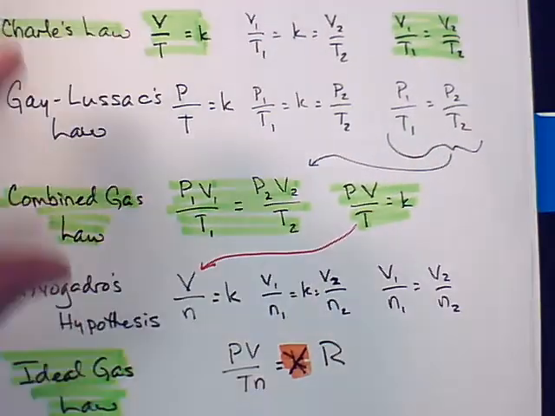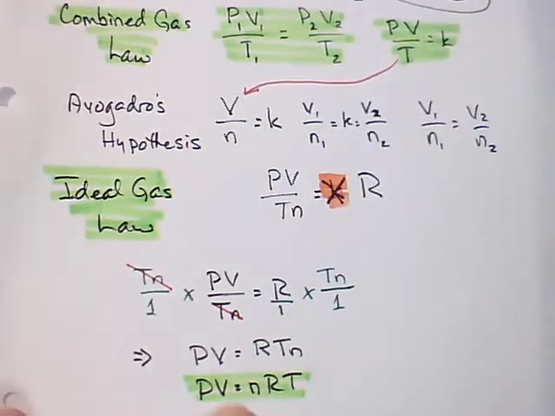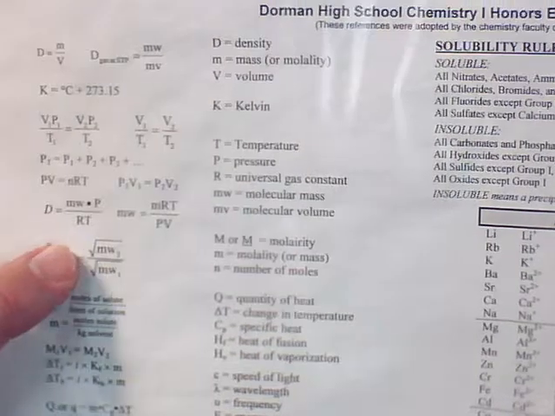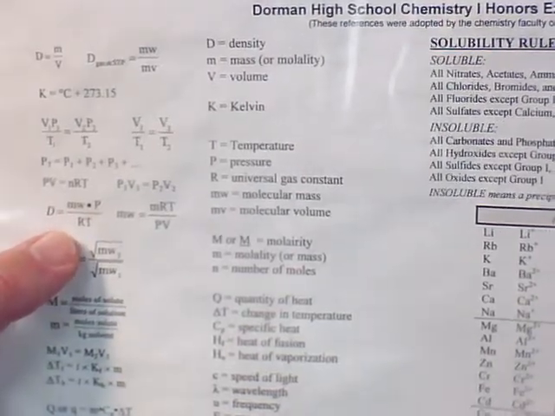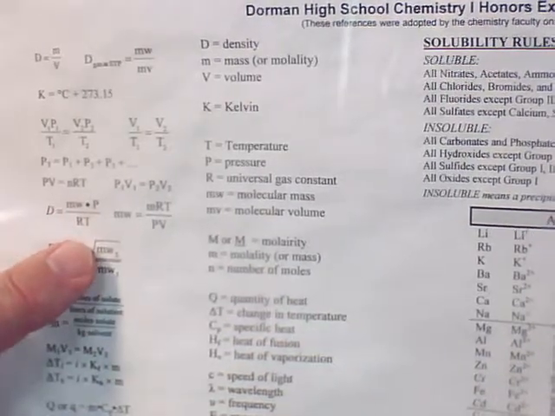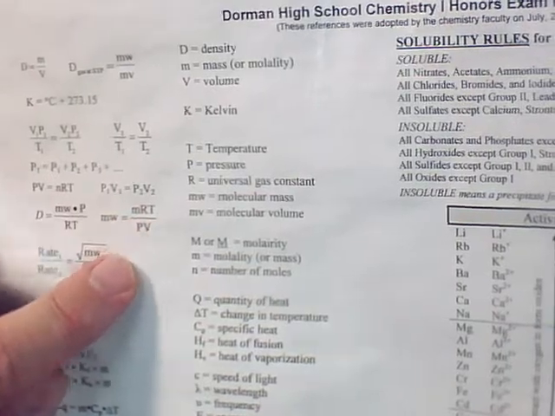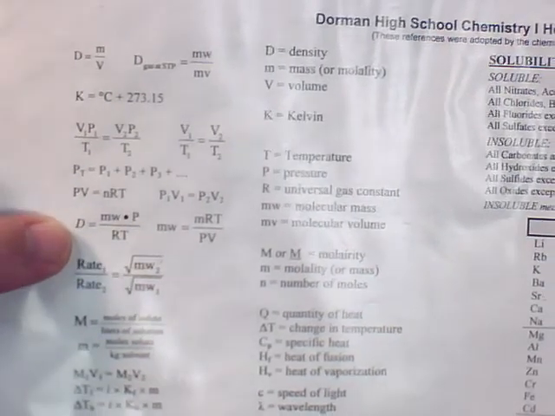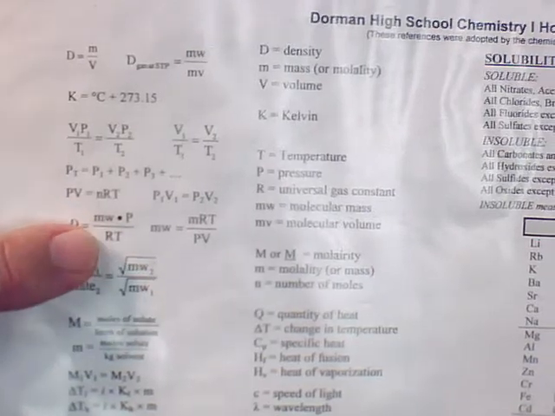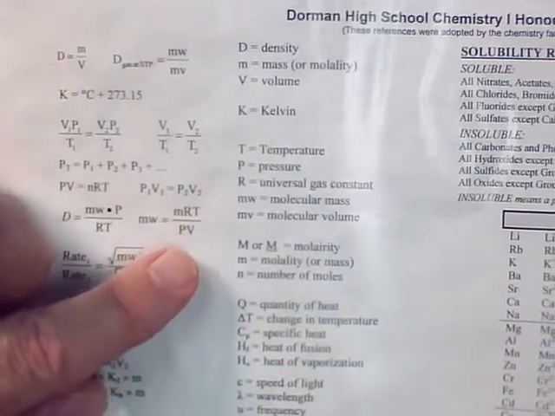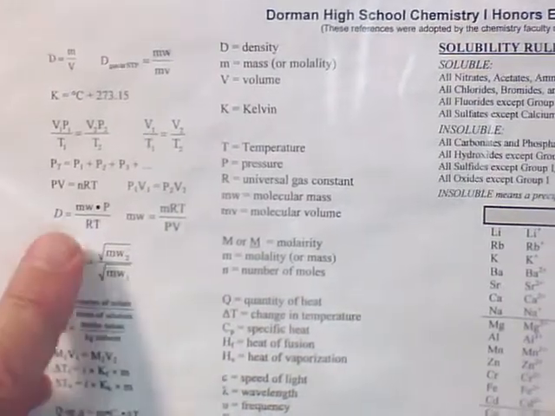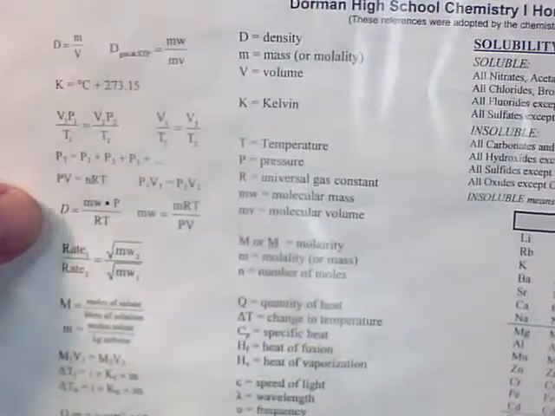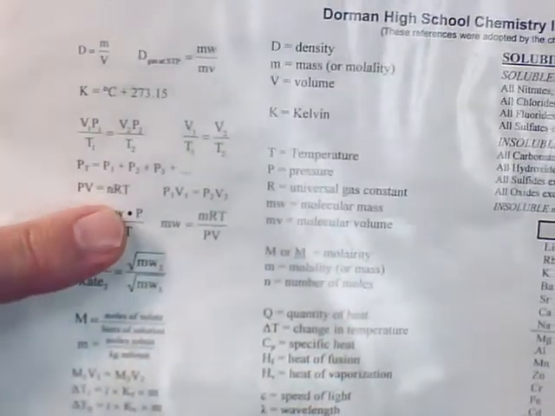Okay? And then the ideal gas law we found down at the bottom was PV equals nRT. And if you look here, you'll see PV equals nRT. Now, if you look very carefully right below there, D equals MW times P over RT, and MW equals MRT over PV. Those are different versions of the ideal gas law. We've derived these two versions from PV equals nRT. We may use those a little later, but right now we're going to stick strictly with PV equals nRT.